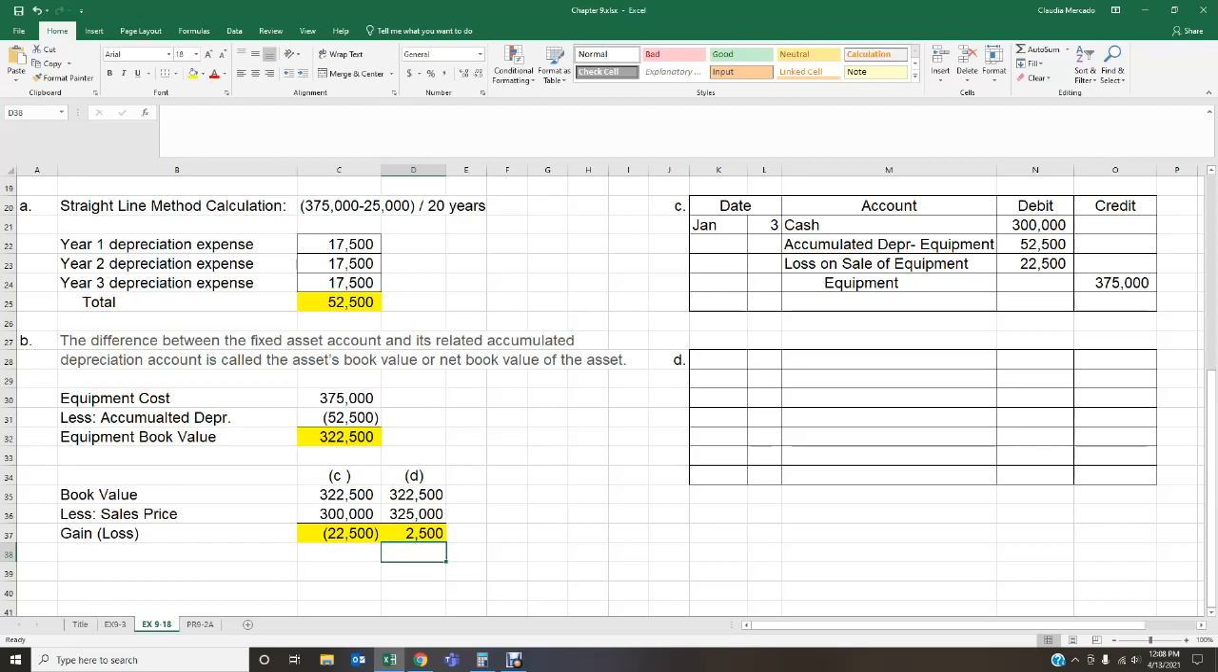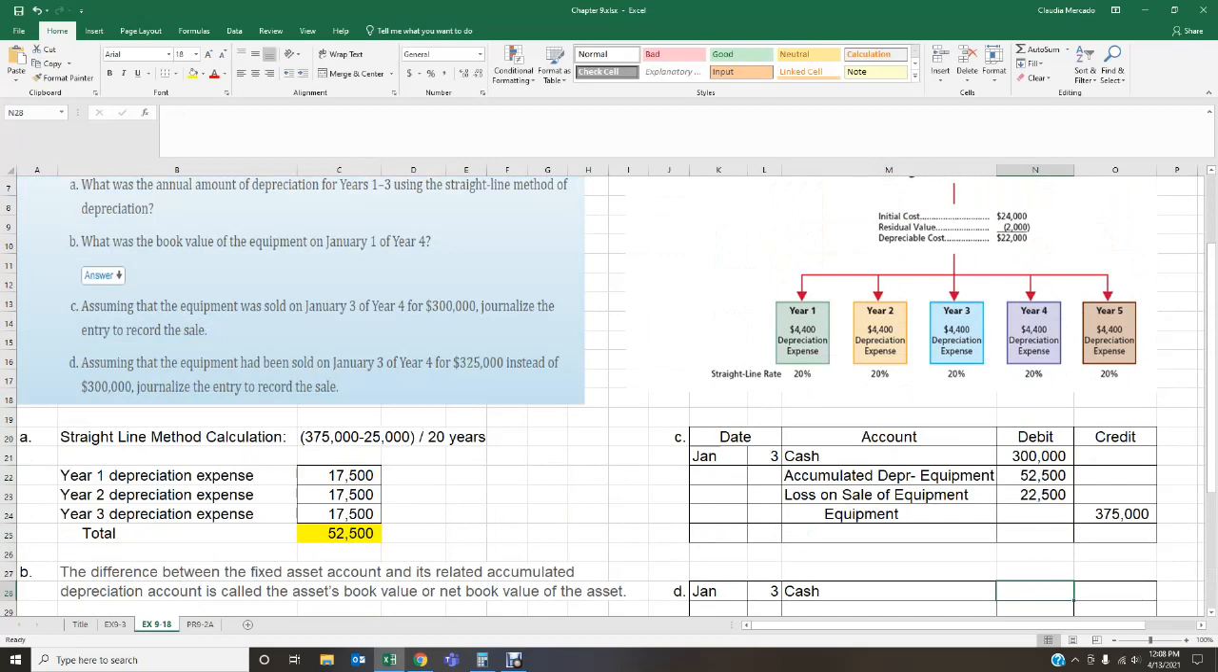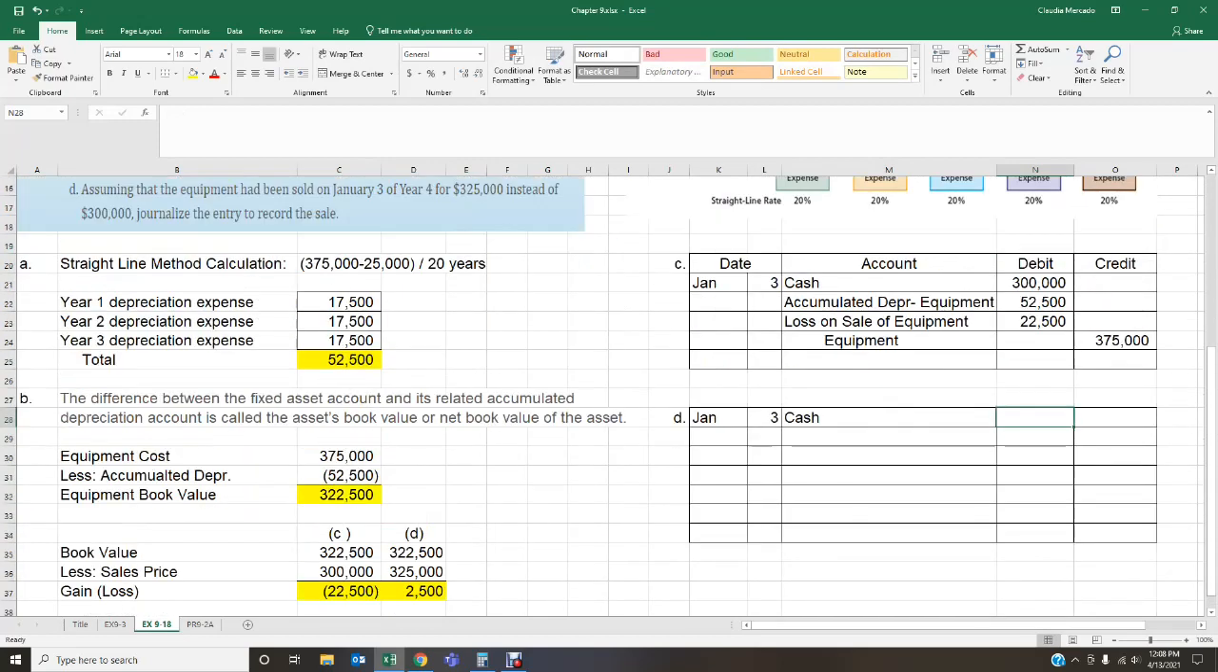So now we have to record that entry, and that also happened on January the 3rd. The first question is, how much cash did you receive? According to requirement D, you received $325,000. We are going to clear the accumulated depreciation, so we can clear out this account that we are no longer going to have because we are disposing of the asset by selling it. The accumulated depreciation was $52,500.